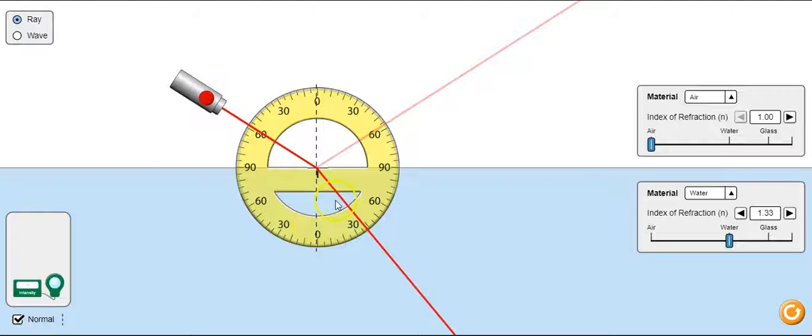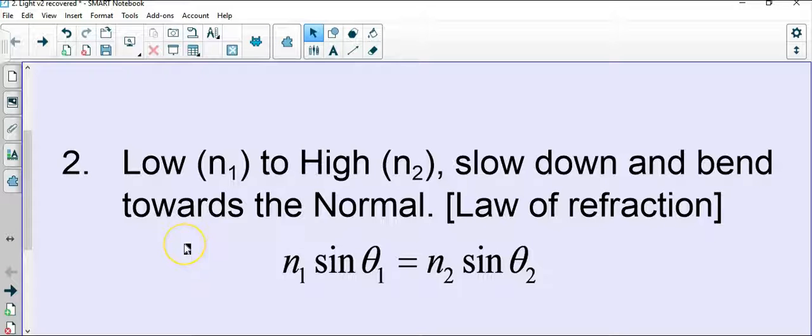Let's take a look at the rule in summary. Refraction rule number 2 is Snell's law in words. Low N1 to high N2, slow down and bend towards the normal. And in mathematical terms, N1 sine theta 1 equals N2 sine theta 2. We say this rule as a mnemonic: low to high, slow down, bend towards the normal.